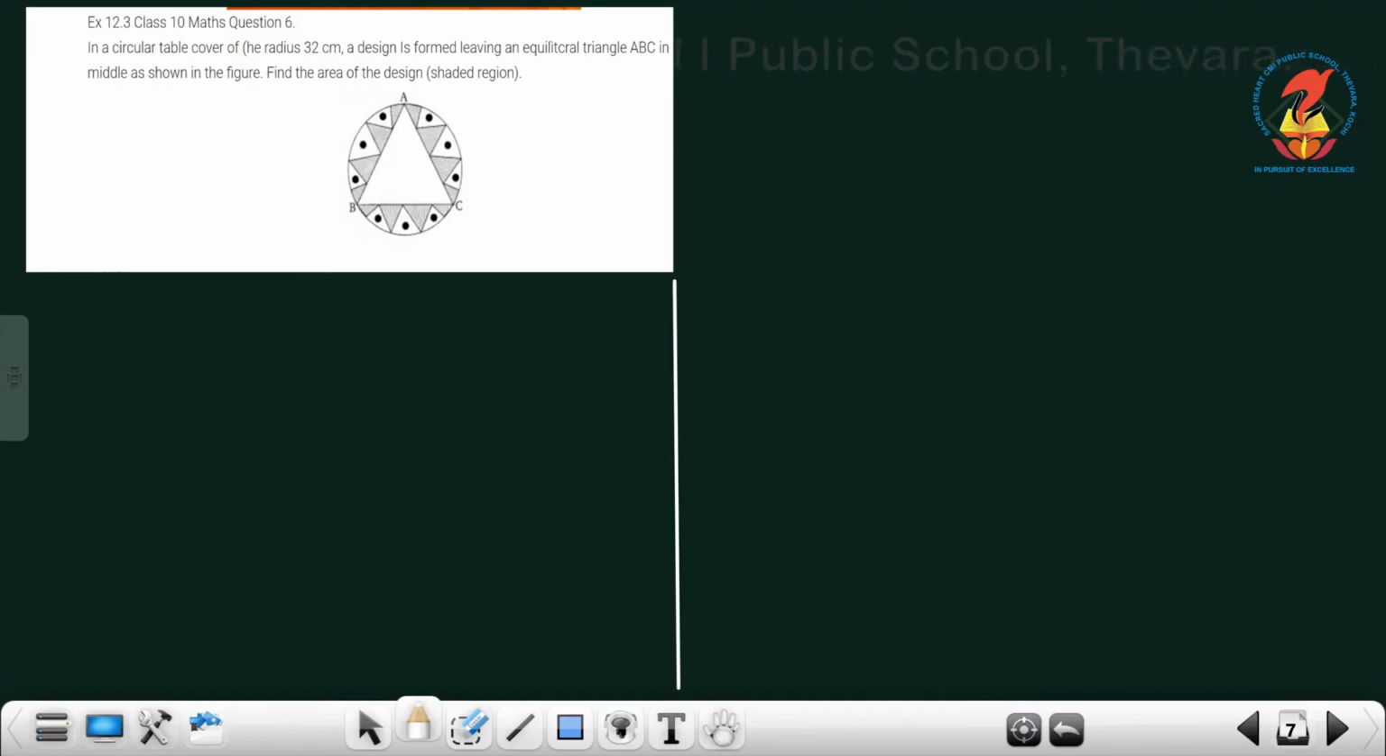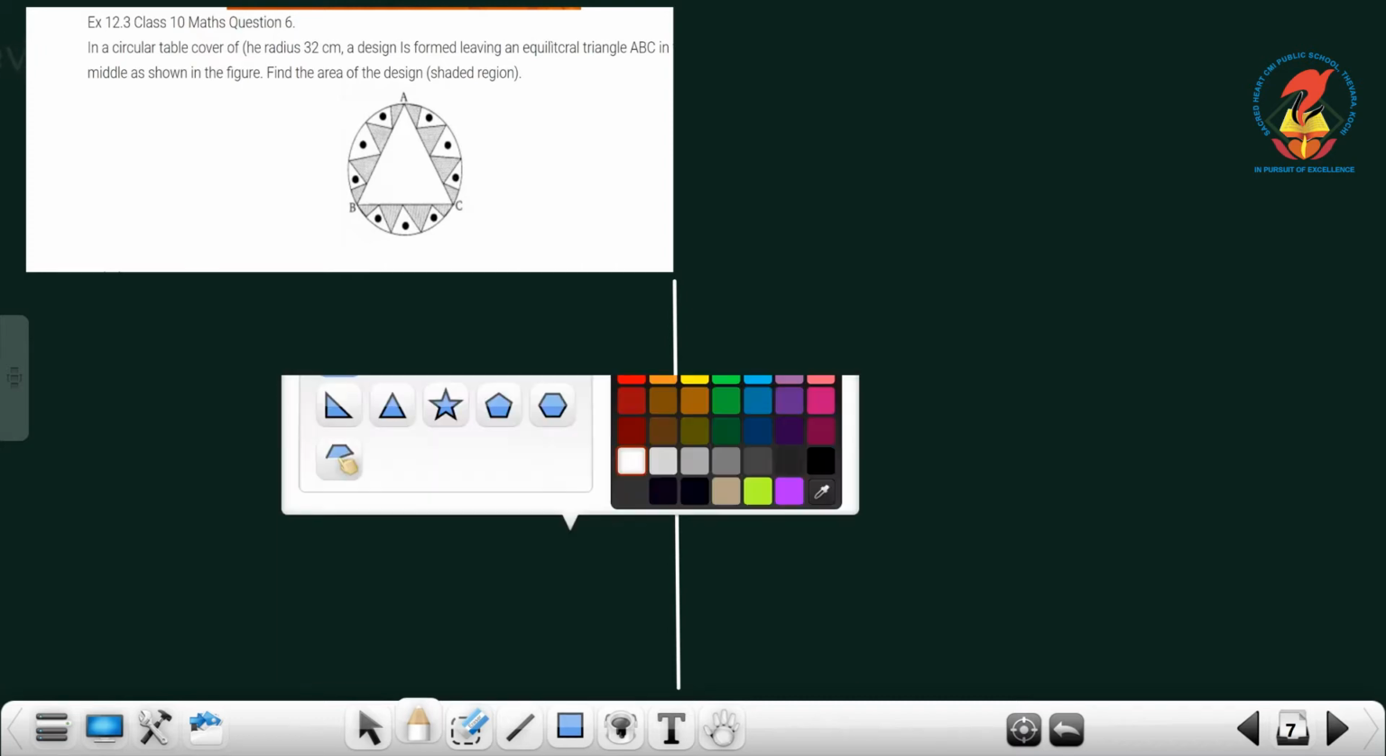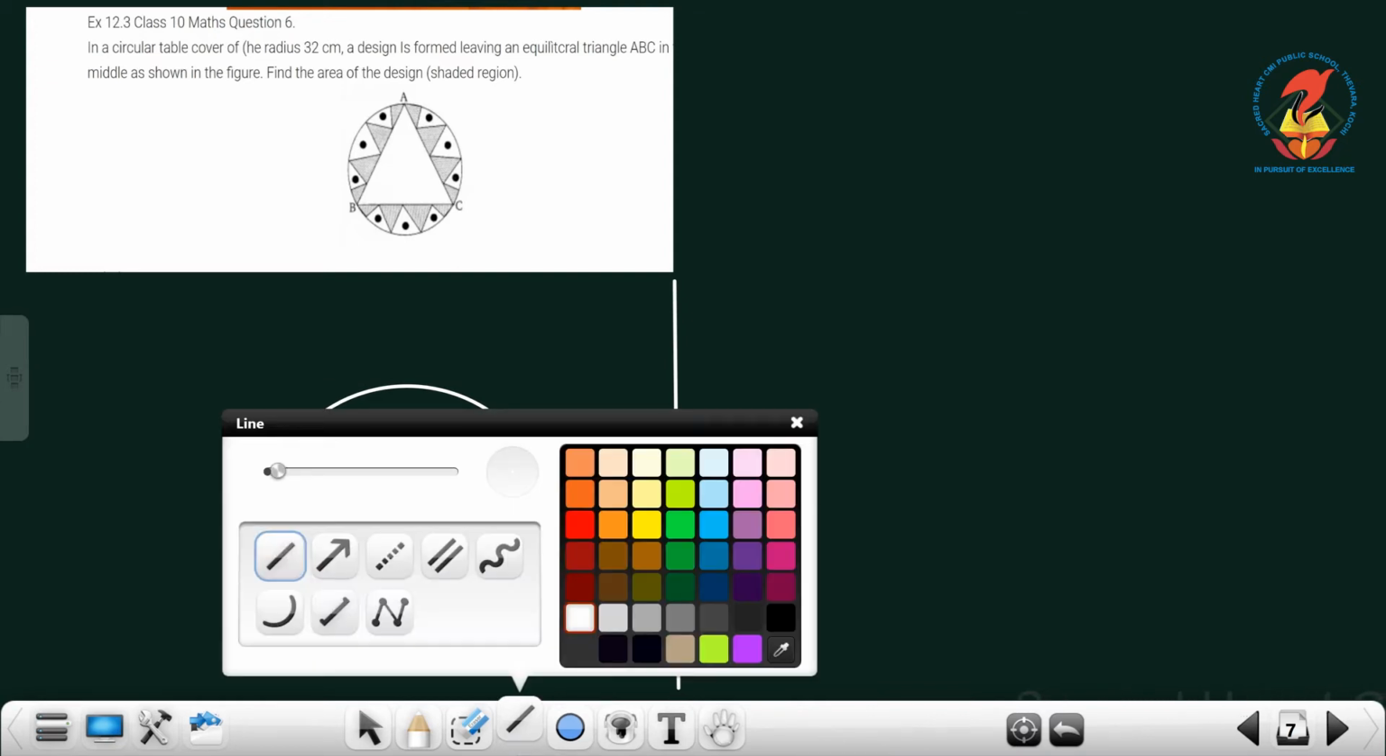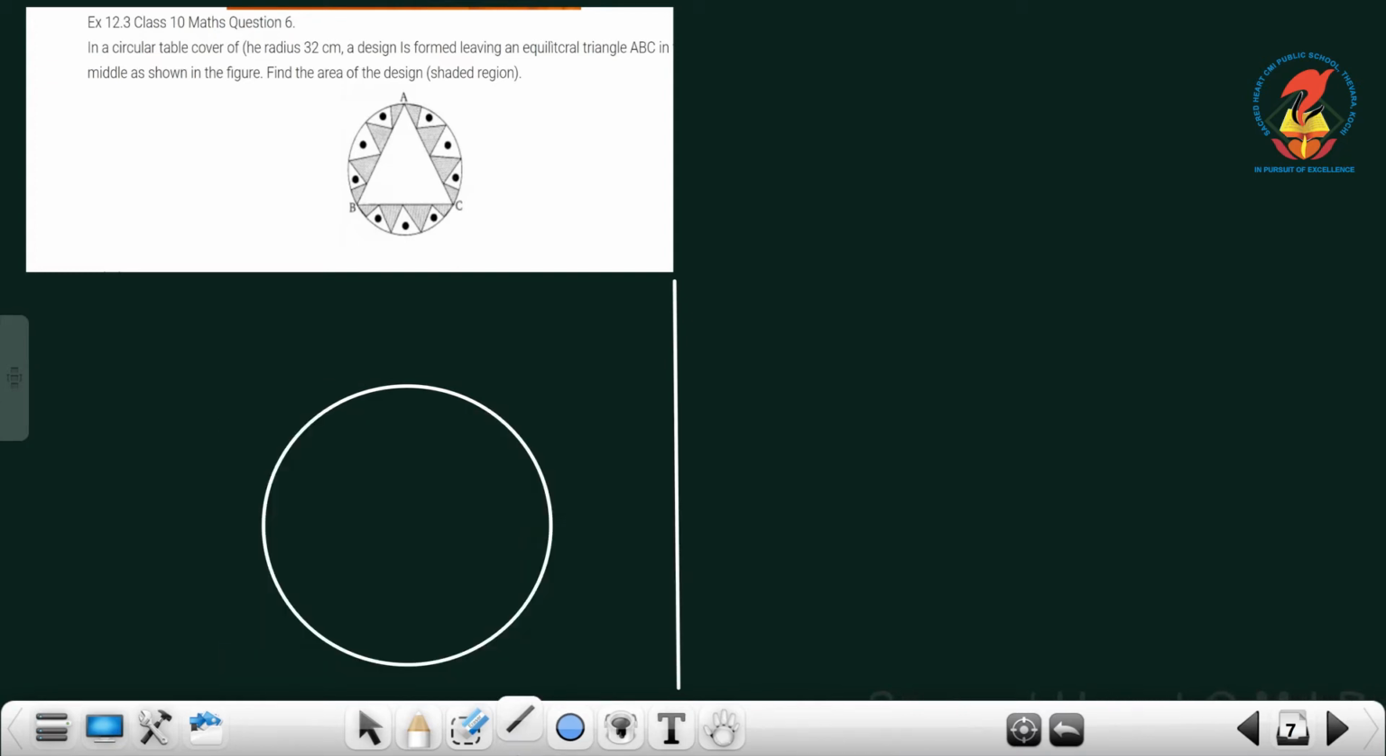Then this question, in a circular table cover of radius 32 centimeter, a design is formed leaving an equilateral triangle ABC in the middle as shown in the figure. Find the area of the design. Here we have to find the area of the design. For that, I am drawing the circle again and I need to get an equilateral triangle.